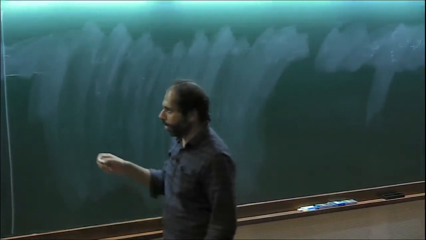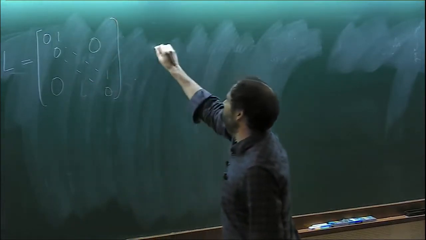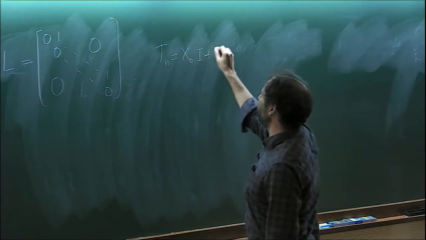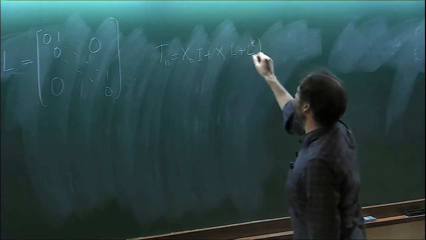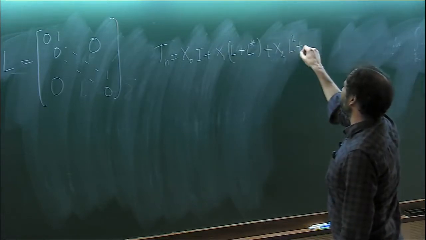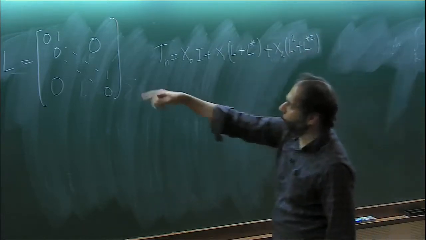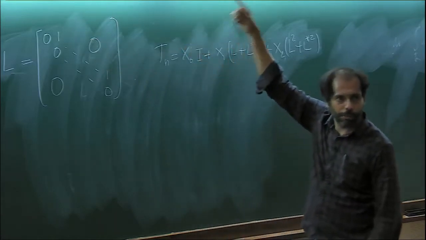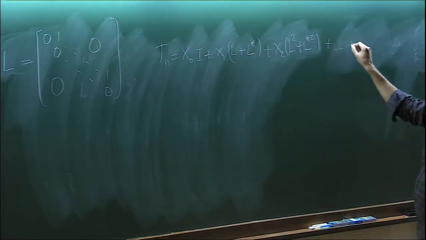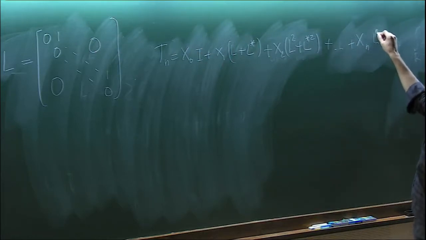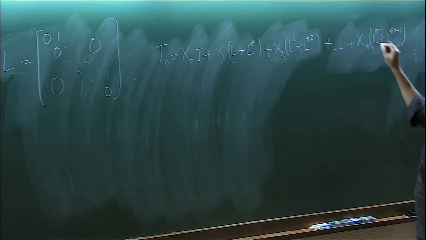What is the Toeplitz matrix? Everything under the Toeplitz matrix, we can write Toeplitz matrices in terms of this one matrix, right? So what is Tn? Tn is nothing but x0 times identity plus x1 times L plus L star plus x2 times L square plus L star square. If you do L square, you will get ones on the next diagonal, L cube will be ones on the next diagonal and so on. Okay, so this matrix L is the key thing.